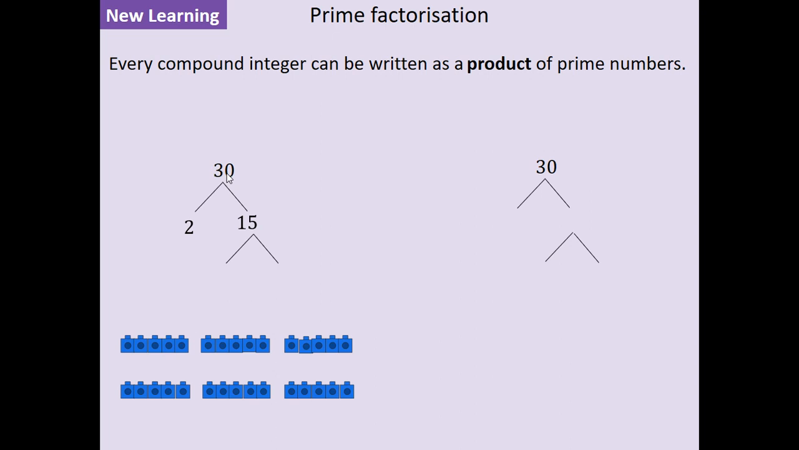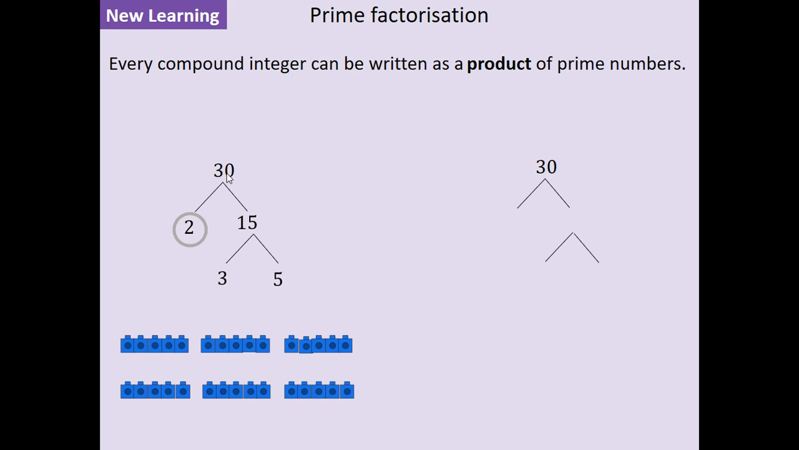Looking at those numbers, I can see that one of them is a prime number. We know that the number 2 is prime, so I can circle that, and I don't need to do anything else with it. 15 is not a prime number, so I can split this number down further. How can I make 15? I know that 15 can be made by saying 3 lots of 5.